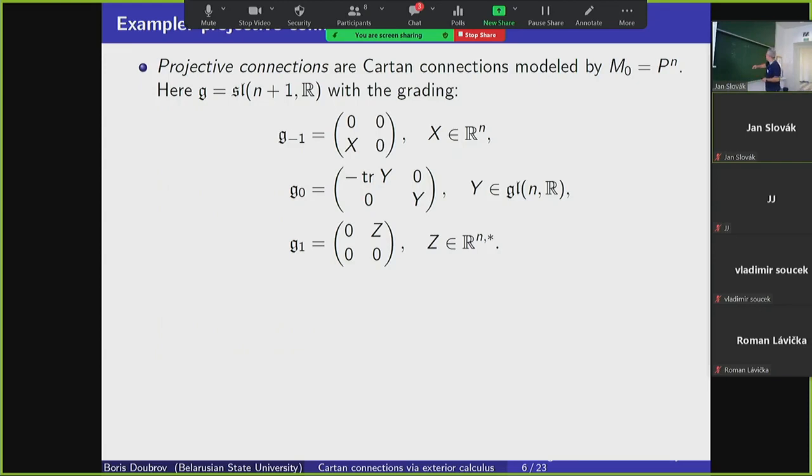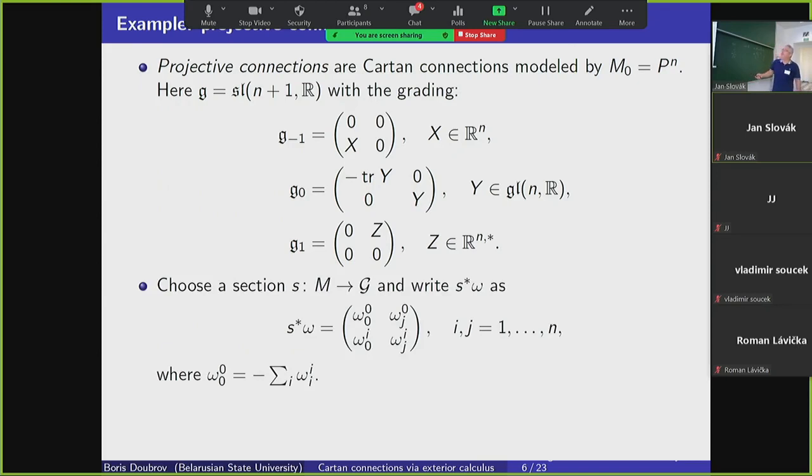Again, it's probably easier if we have it like that. So we have this split of n plus 1 by n plus 1 matrices, where x, y, and z correspond to the grading of this Lie algebra. And it's very easy to check that it's indeed a grading. Now, if you take any section, as Cartan was doing, so instead of working on some big bundles, let's right away fix a section, and then turn omega into just a matrix of one forms on the manifold M itself. So a Cartan connection will be just an SL n plus 1 valued one form on an n-dimensional manifold. That's it.